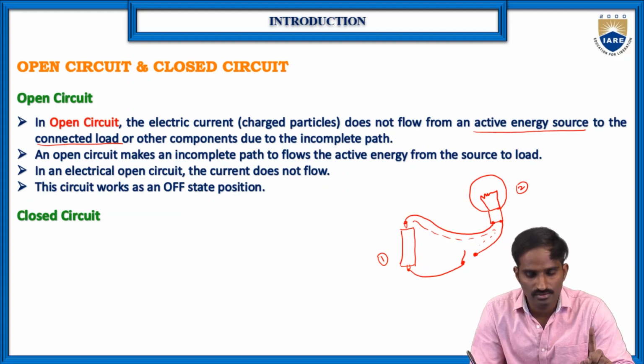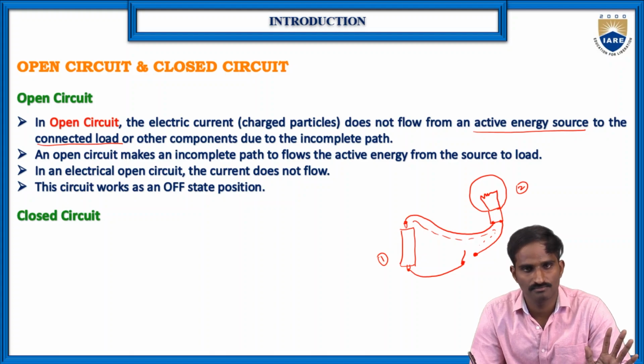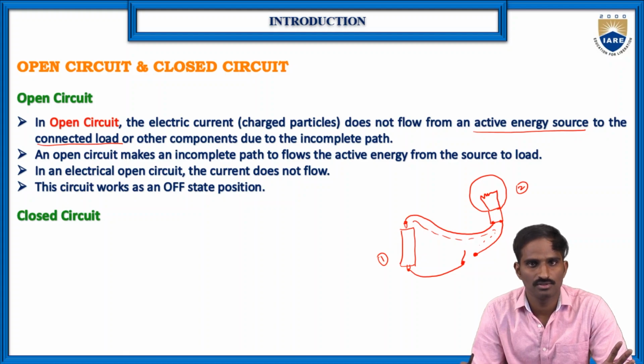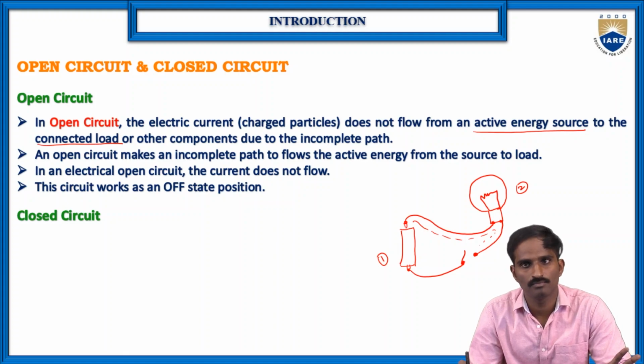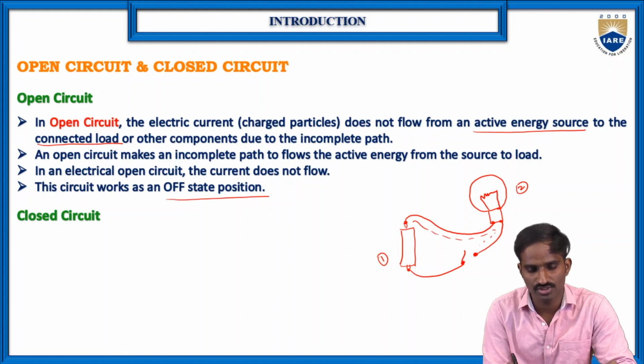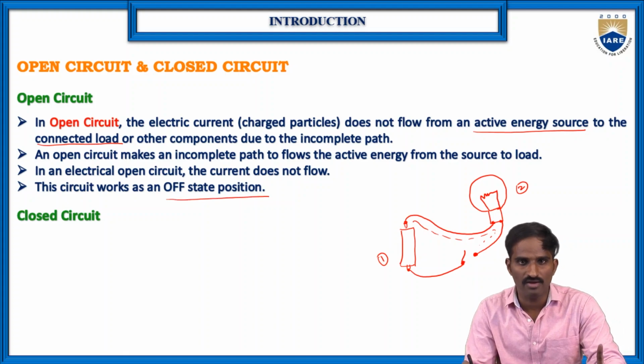That's why when you turn on the switch, the bulb will glow, and when you turn off the switch, the bulb will turn off. So on and off here mean opening and closing the circuit. In an electrical open circuit, the current does not flow, which means the current is zero. That's why the bulb will not glow. So this state is called the off state position. The open circuit is nothing but the off state position.